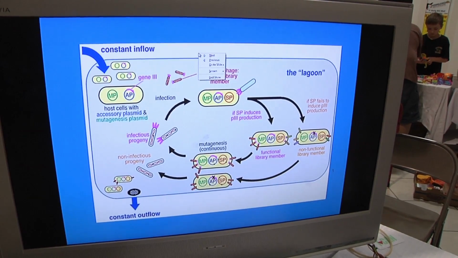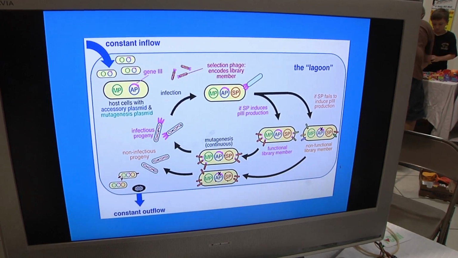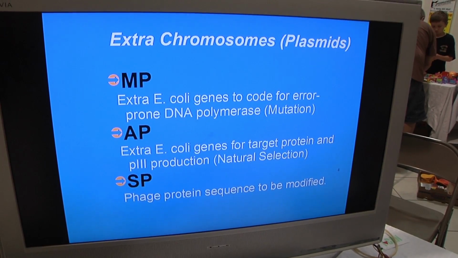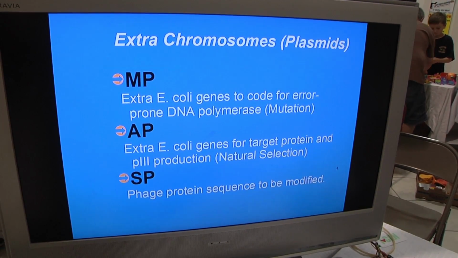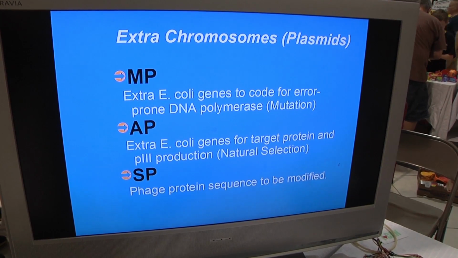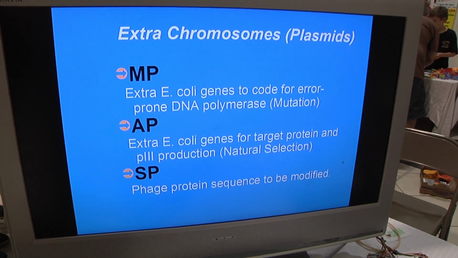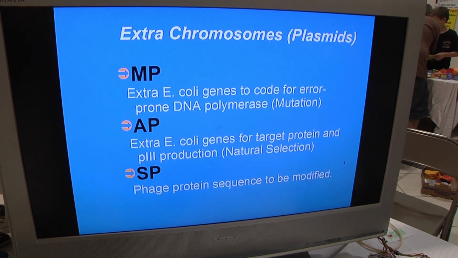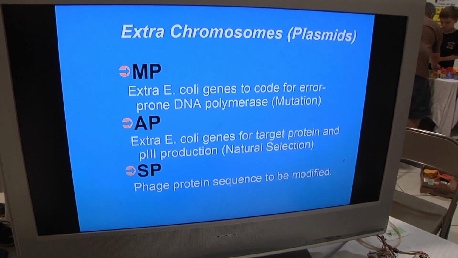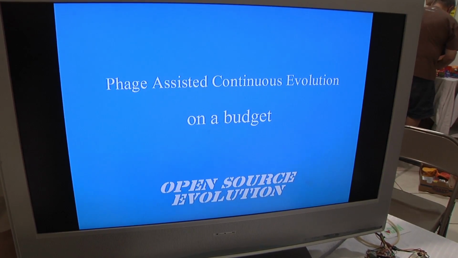So basically there's a diagram of how it goes. We don't really need to get too much of the detail there, but the basic idea is that we add these 2 extra plasmids, MP and AP, to the E. coli. One to cause the mutagenesis, the error-producing DNA polymerase, and the AP is the feedback mechanism where we reward the virus if it produces a protein that does the binding that we want.